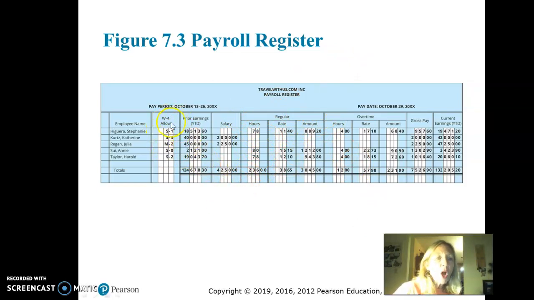They're almost always going to give you the W-4 allowances, so you don't usually have to find that. Maybe an occasional problem you will. Prior year-to-date earnings: here we're looking for anyone who's close to that 127,000, because that's a red flag in terms of their deductions. A couple of these employees are salaried. The other ones are hourly.